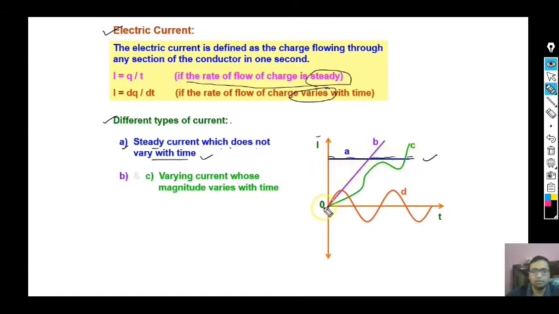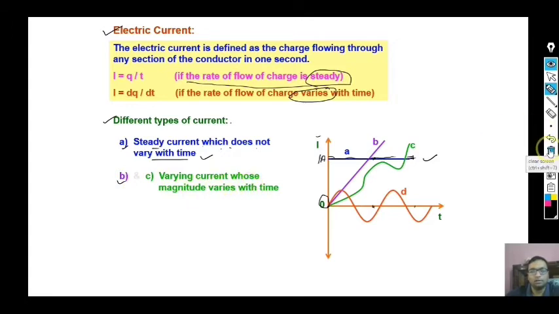At a particular time, say t equal to 0 second, your current is 1 ampere. Then again after a few seconds your current has the same magnitude, that is 1 ampere, and again after some time your current has the same value, that is 1 ampere. Such kinds of current are called steady current, in which with the passage of time your current does not change.